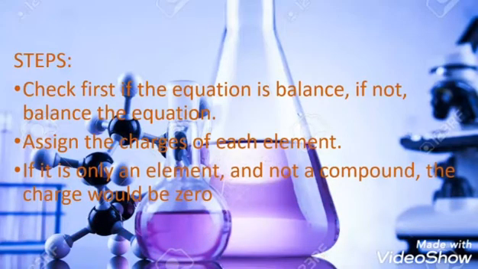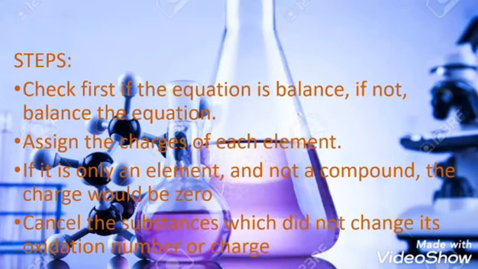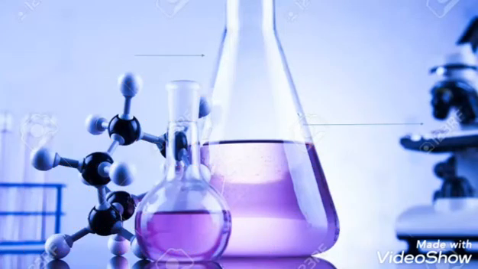Third, if it is only an element and it's not a compound, the charge of the element would be neutral or 0. Fourth, cancel the substances which did not change its oxidation number or charge after the reaction. At this point, you are now ready to write the half equation.